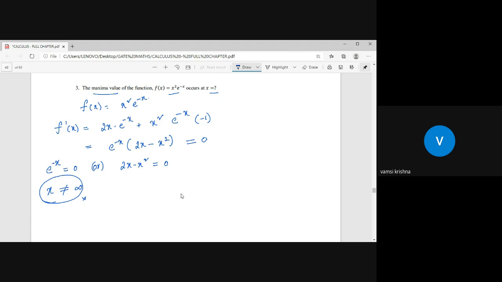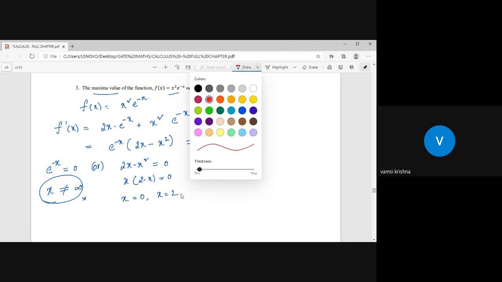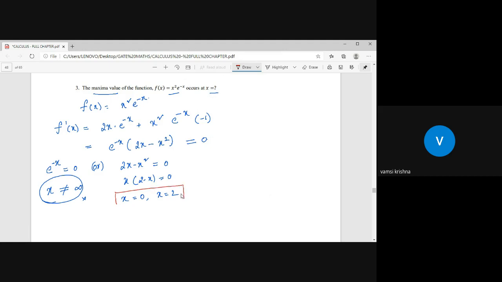Let us focus here. 2x minus x square is equal to 0. Let me take x common here. x into 2 minus x is equal to 0. It means x is equal to either 0 or x is equal to 2. There are two possibilities. So now both my roots are ready. One root is 0 and another root is 2.